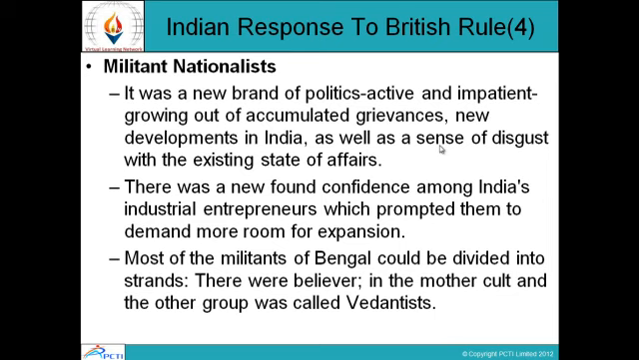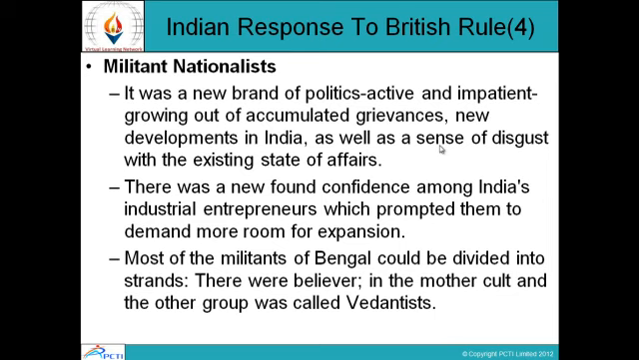They were active, they were impatient, they wanted the change instantly, and they grew out of accumulated complaints, out of resentment, and also out of disgust with the existing state of affairs, with the existing policy which the government had. They were disgusted and frustrated with that. There was a newfound confidence among India's industrial entrepreneurs, which prompted them to demand more room for expansion of their activities and their business.